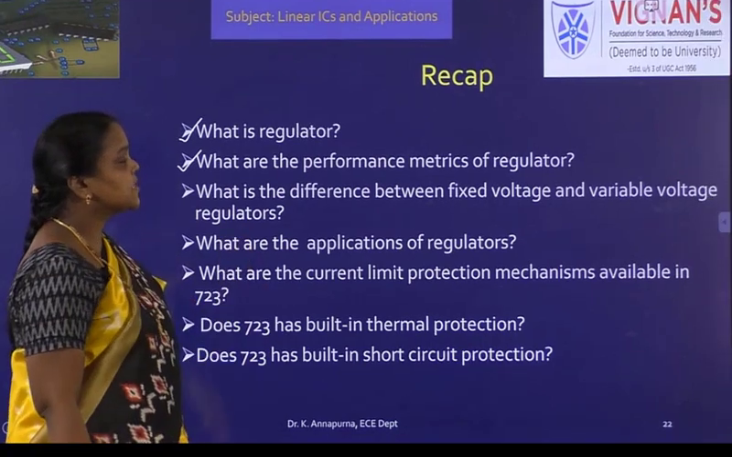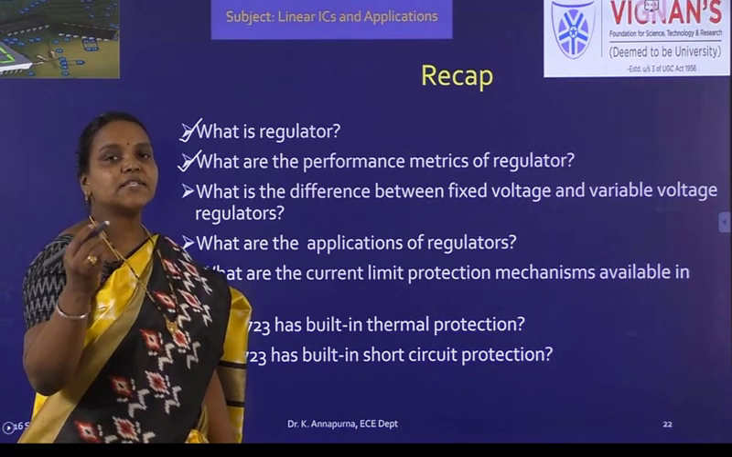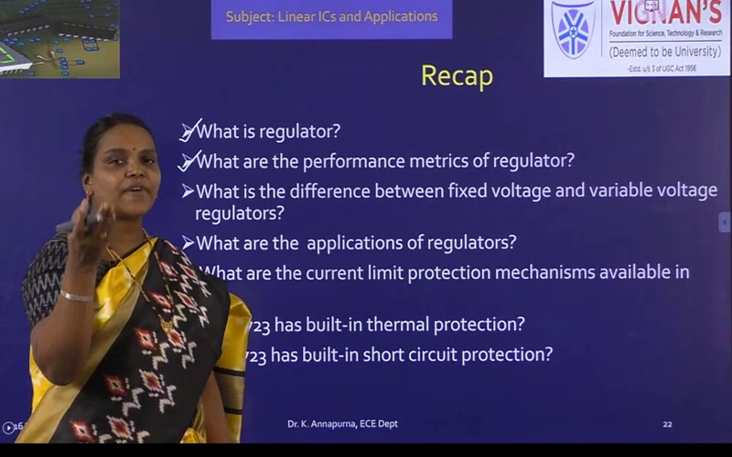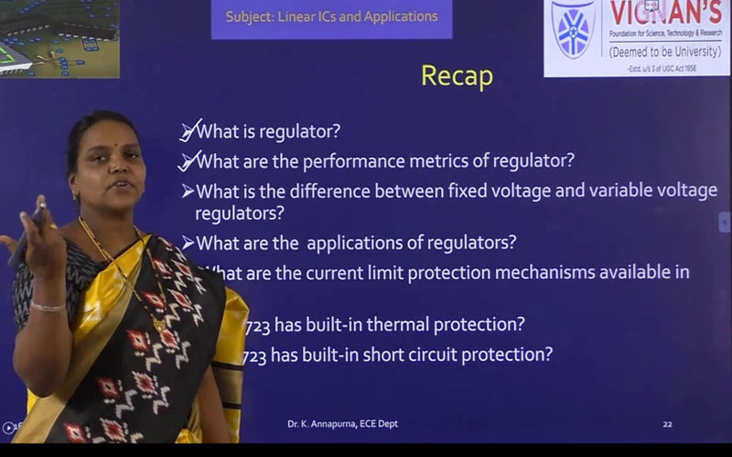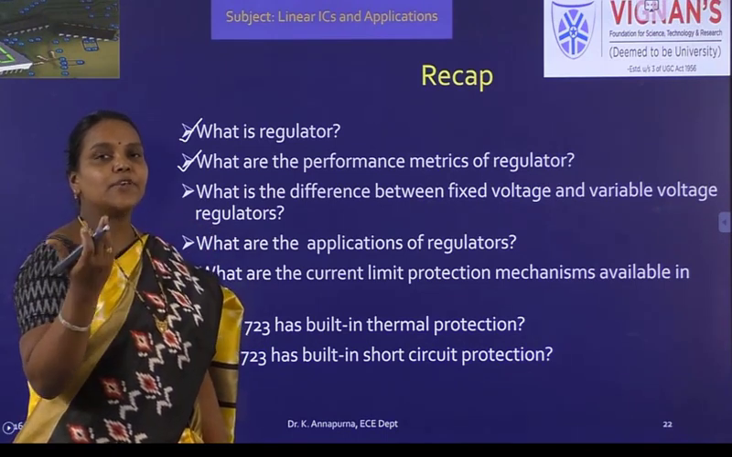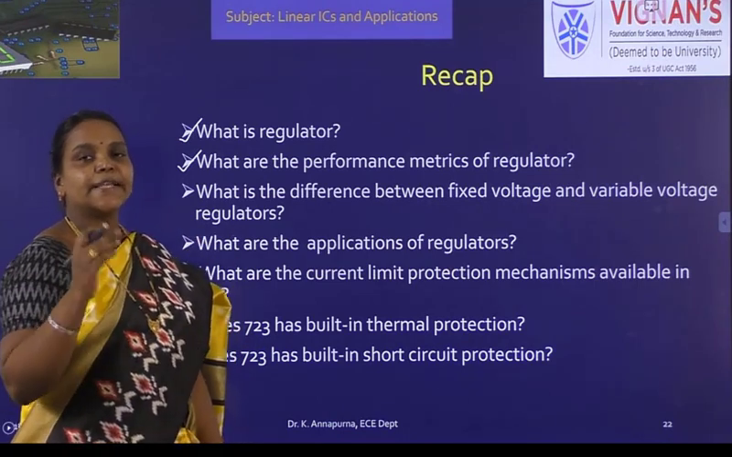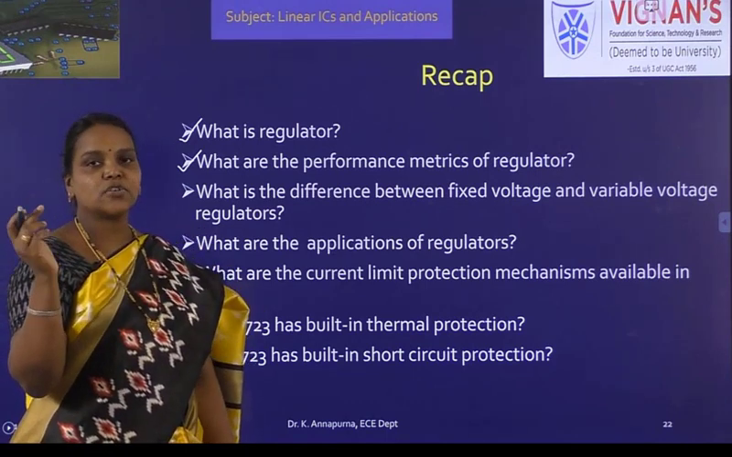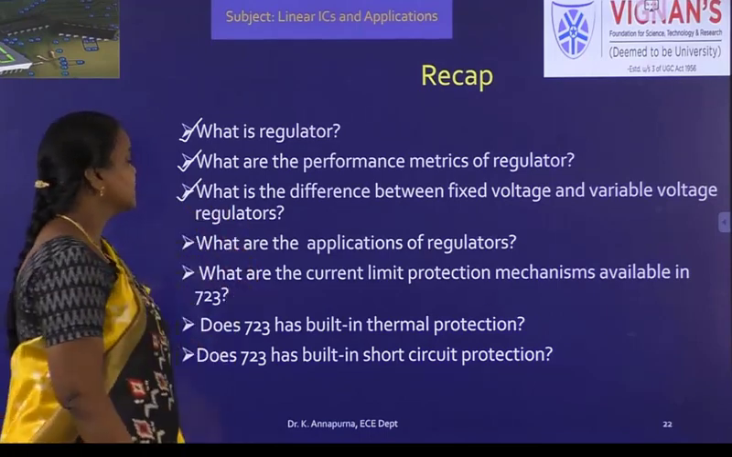And next, what is the difference between fixed voltage and variable voltage regulators? In a fixed voltage regulator, the output voltage will be fixed. Suppose if you purchase a 7805, it always gives us plus 5 volts only. If we need plus 6, we can't use it, right? Whereas a variable voltage regulator means we can make use of different voltages. For example, the 723 regulator can operate from 2 to 37 volts. So that is the advantage of a general purpose or variable voltage regulator.